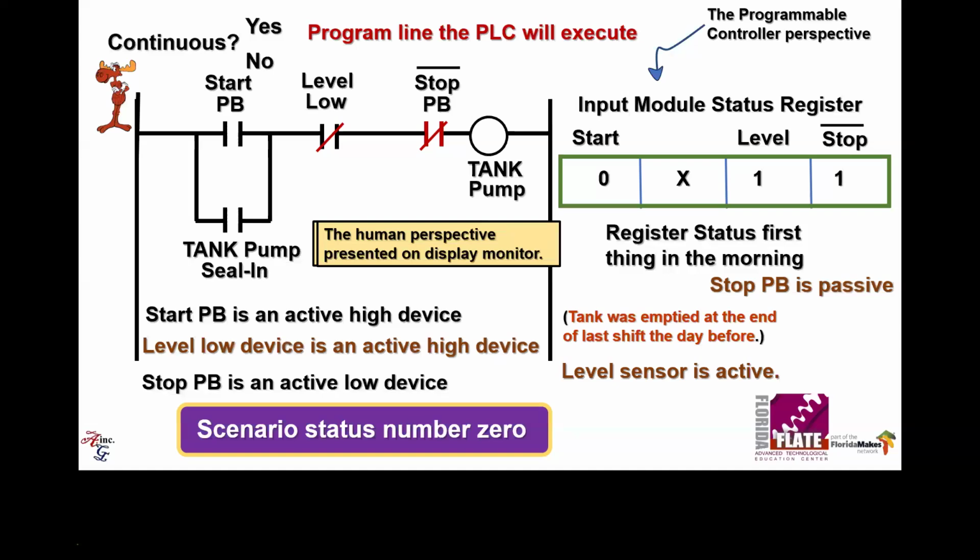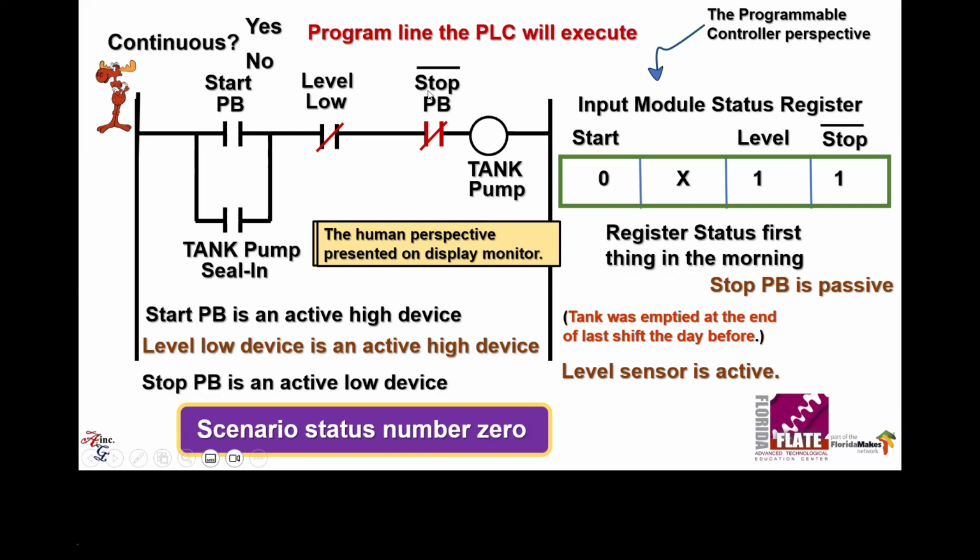Now, down here, here it is. The tank was empty at the end of the shift, so there's no fluid in the tank. So the level alarm is active, right? Because it's putting out a 1 signal that's in the register. Doesn't matter what's on X, and nobody's pushing the start button. So what's the visual message?